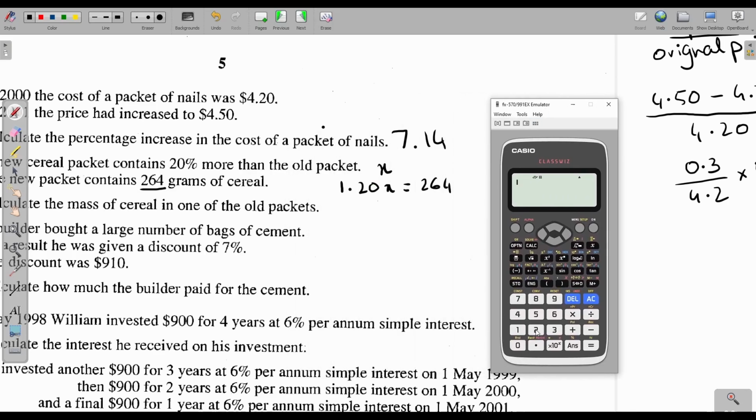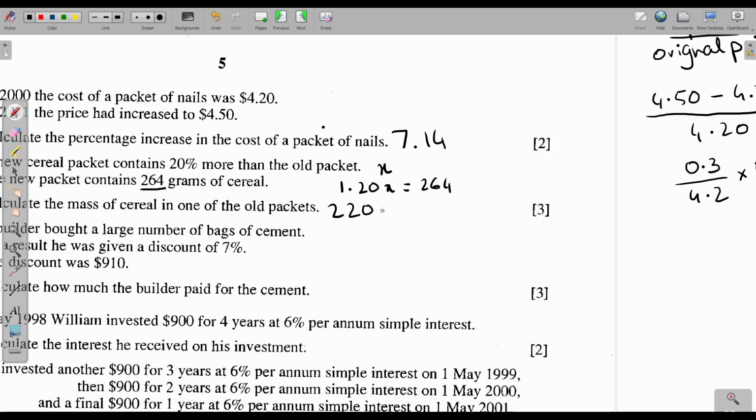So 264 divided by 1.2 means that the old one has 220. So 220 grams in the old one. This was a percentage. All right.